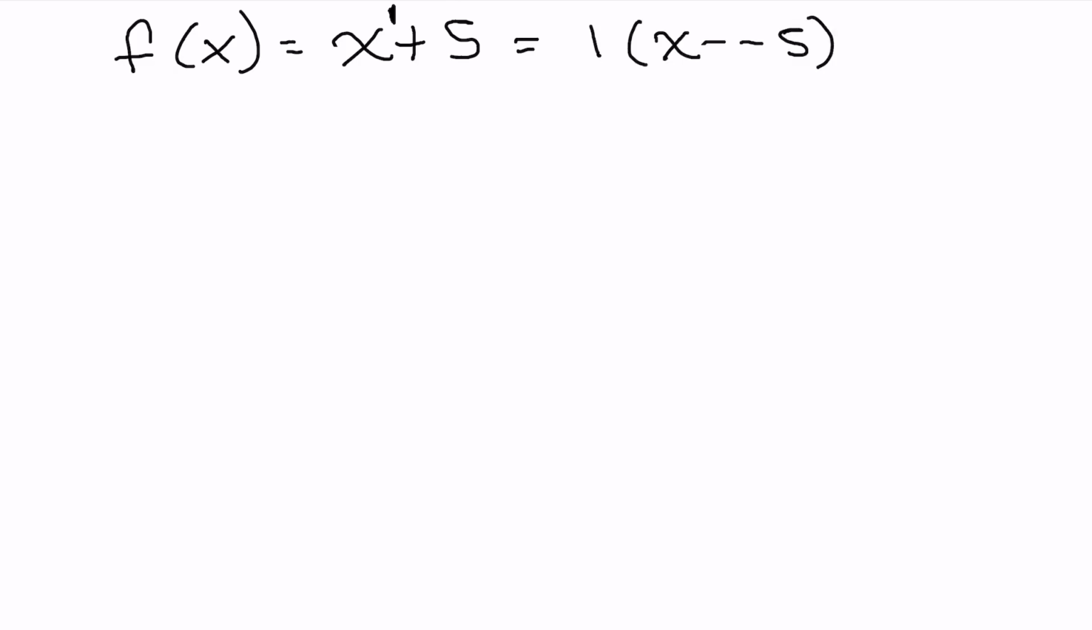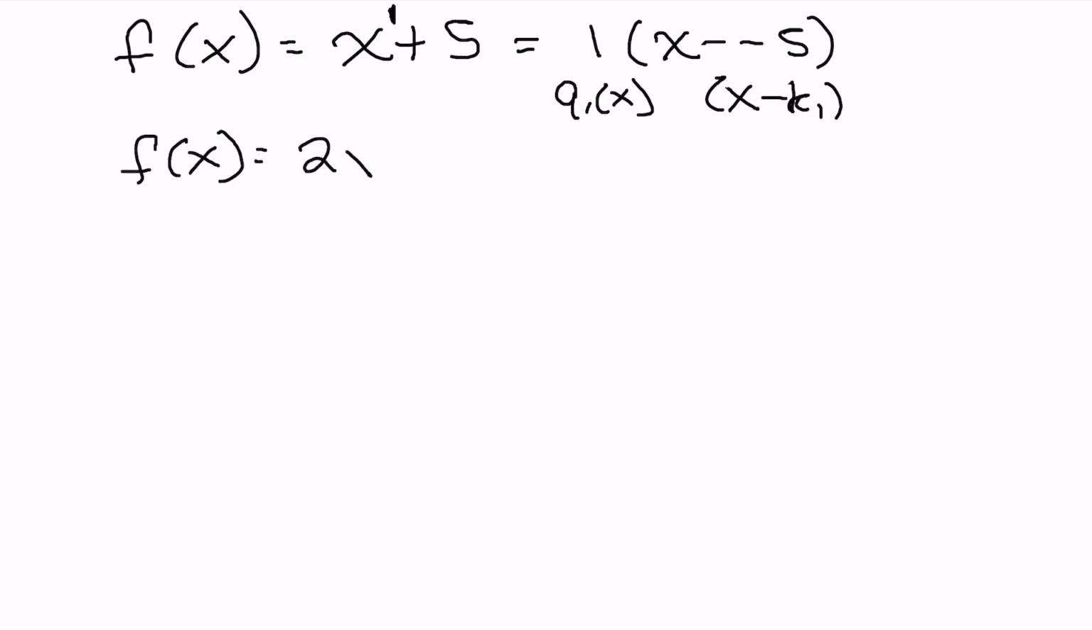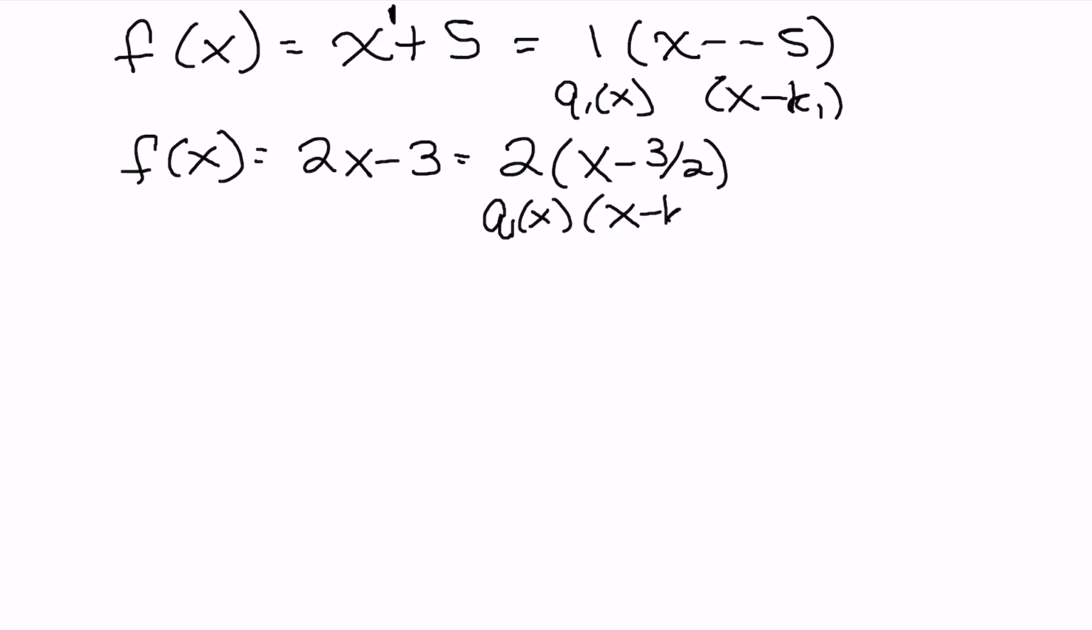For example, let's say you have the polynomial function x plus 5. I know this is linear, but what this is saying is that as long as you have a degree 1 or more, which we do, then we can break this down. So we could break it down into 1 times x minus negative 5. The 1 is that q sub 1 of x in the definition earlier, and the x minus negative 5 is x minus k sub 1. If you had f of x equals 2x minus 3, you could rewrite that as 2 times x minus 3 halves. Again, this time the 2 in the front is your q sub 1 of x, and then you have your x minus k sub 1. So you can break it down like that.